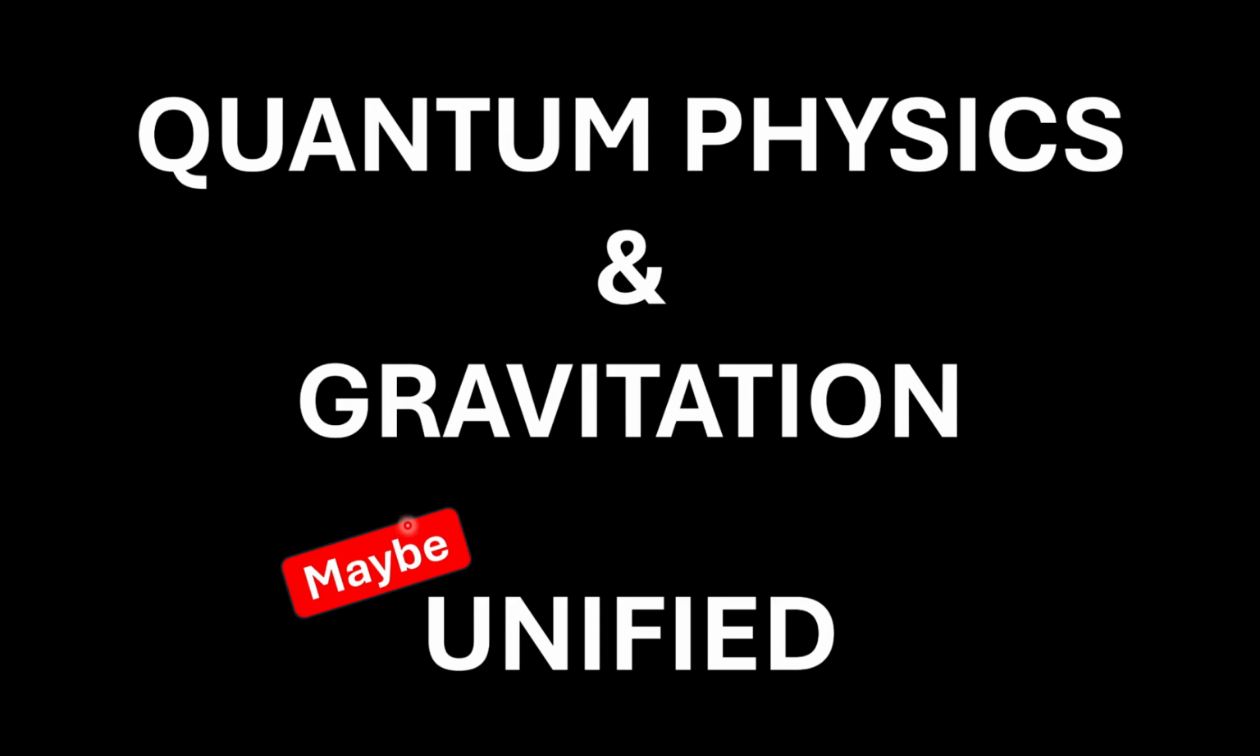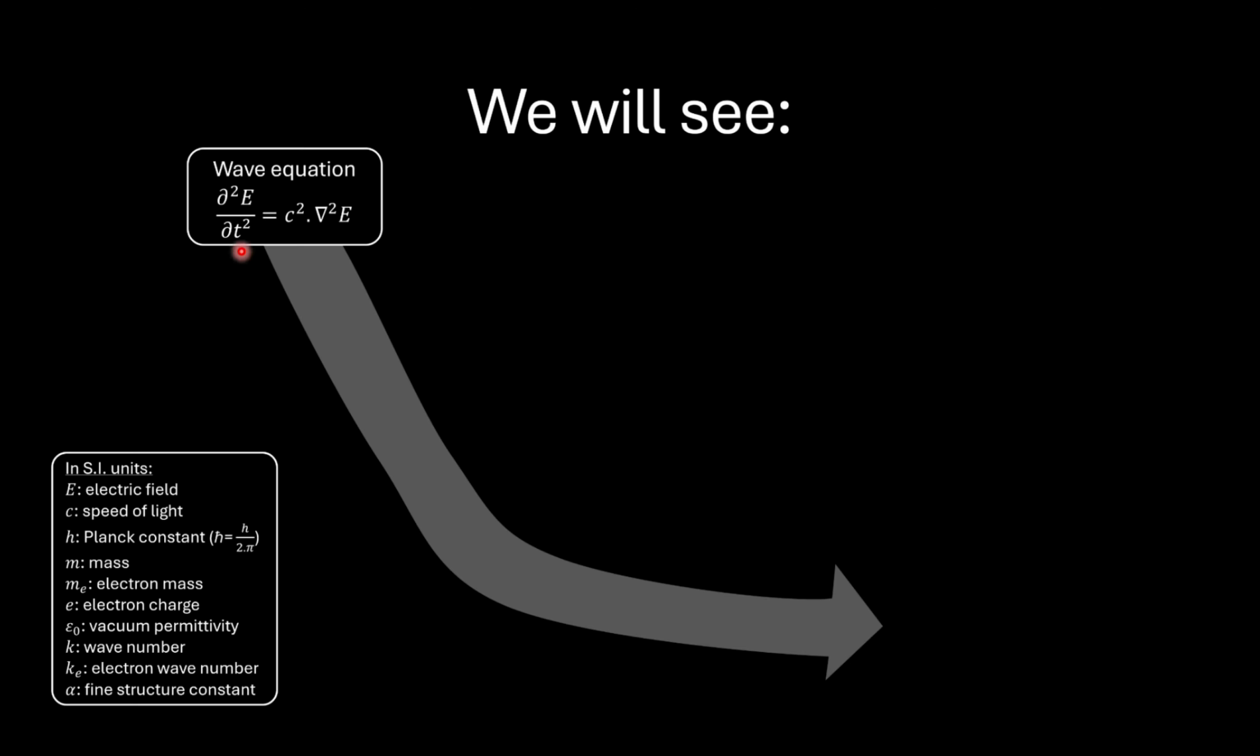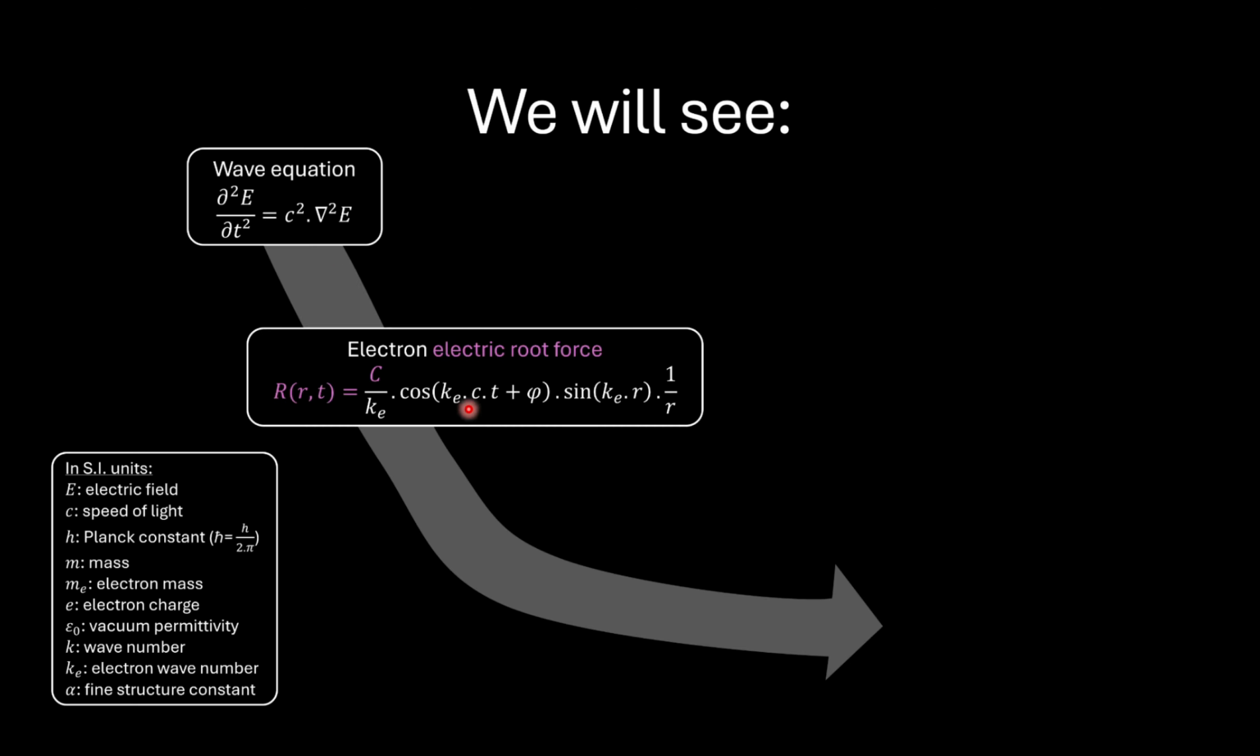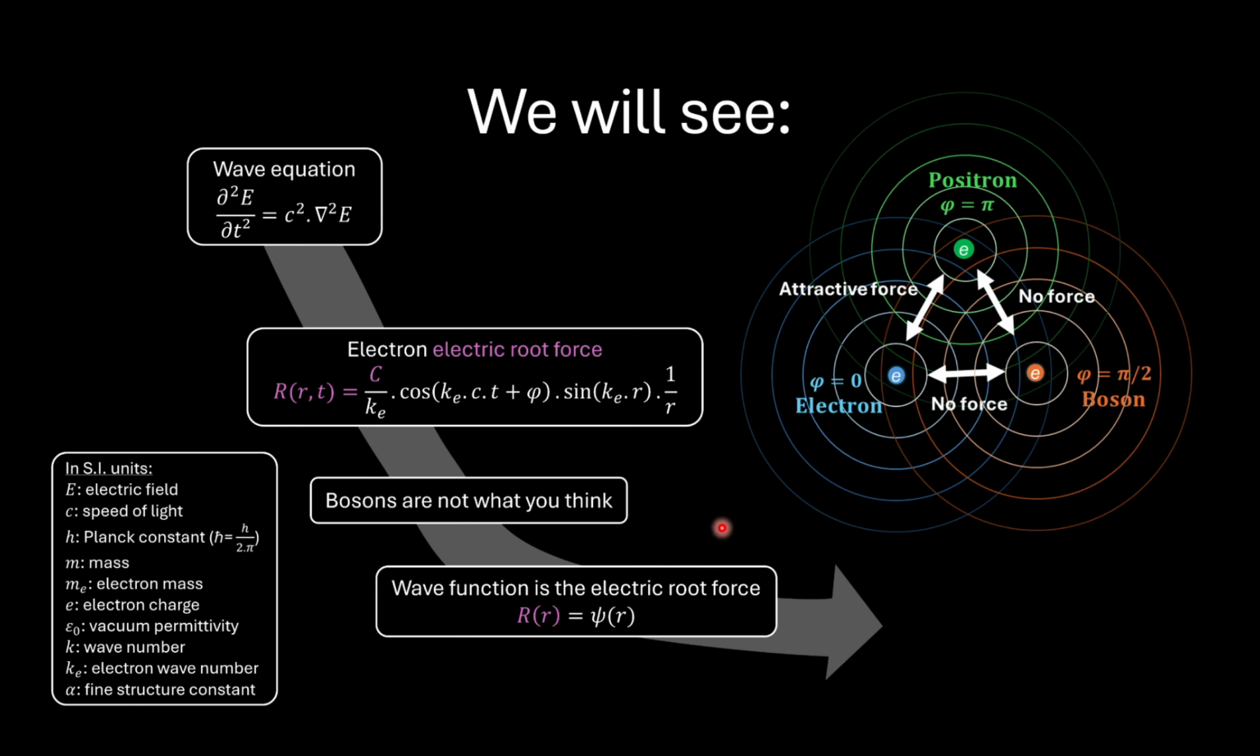I will show in this video an attempt to unify quantum physics and gravitation. We will start from the wave equation and define a new thing, the electric root force. We will introduce the electron electric root force, and then we will see the implications of it on quantum physics. Finally, we will attempt to explain gravitation in that framework.